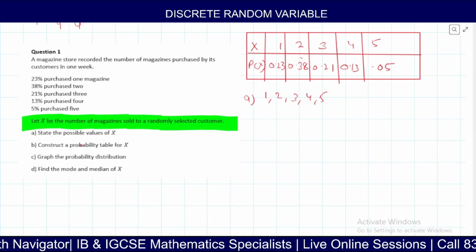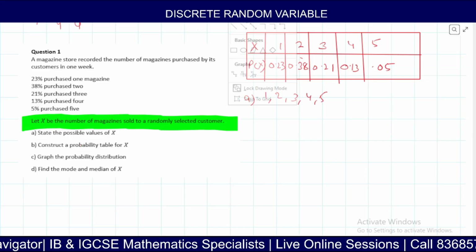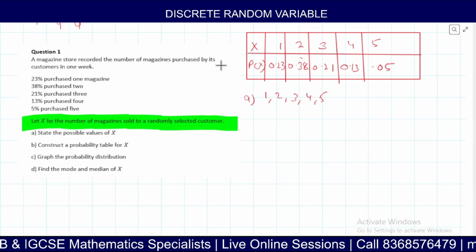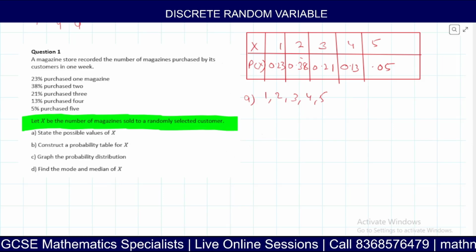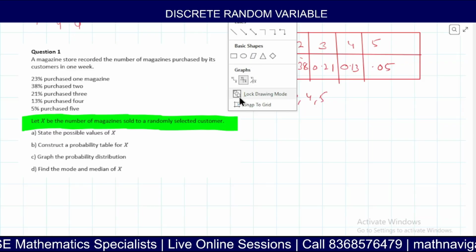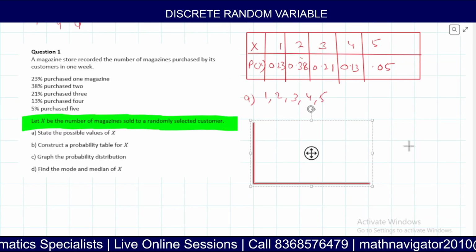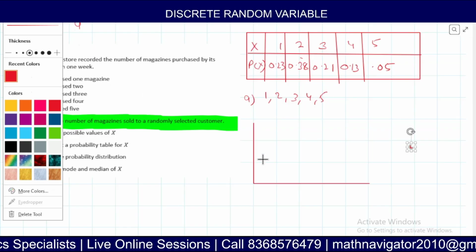And how do you graph the probability distribution? It's very simple. You need to take this graph, you make this graph, and you will mark x's here.